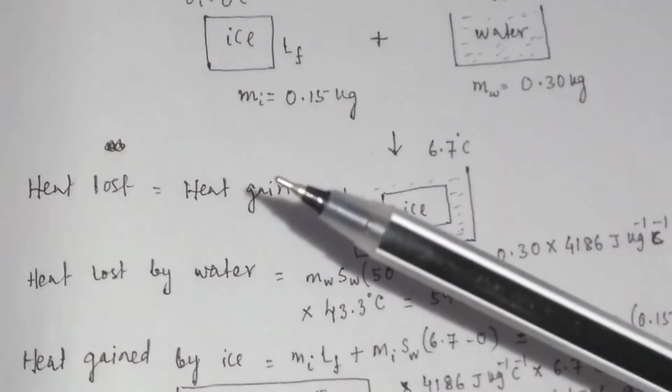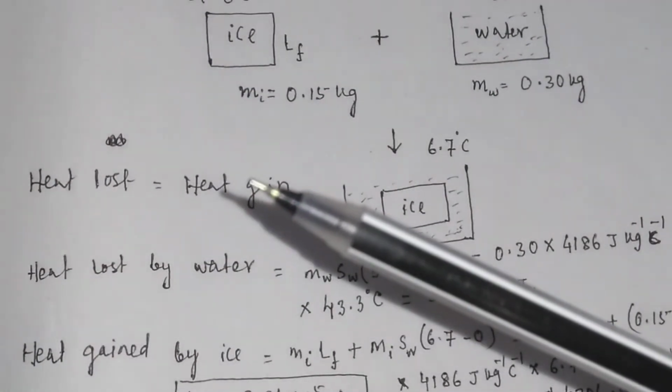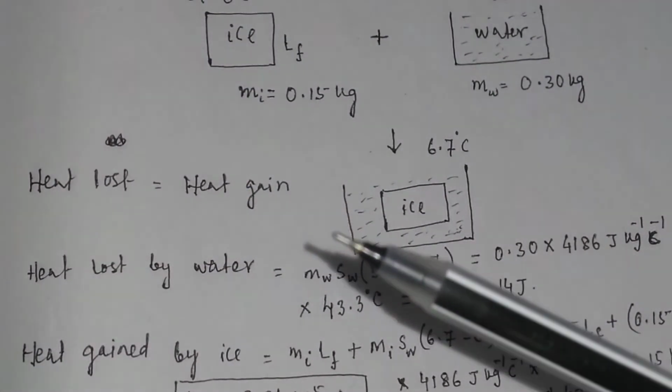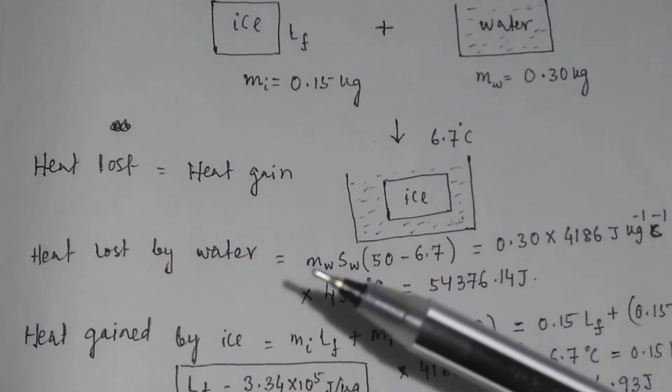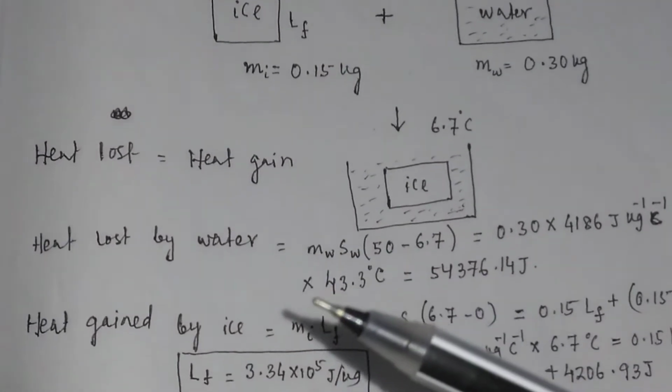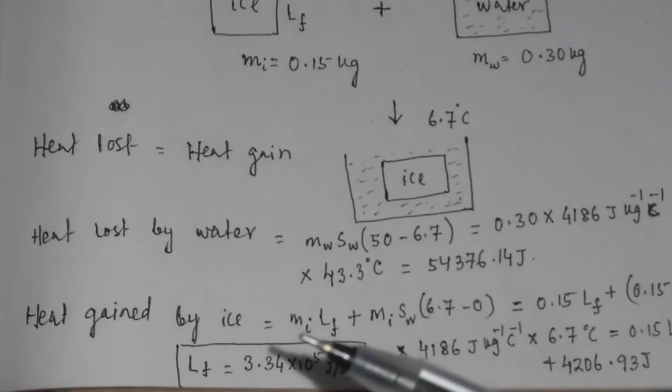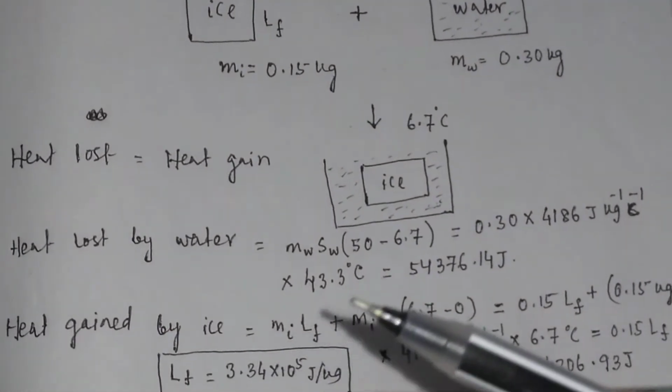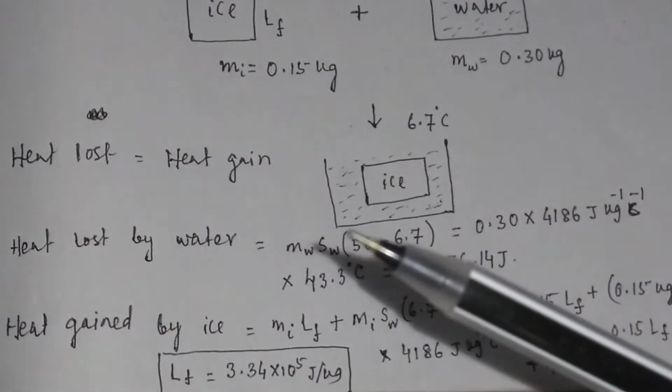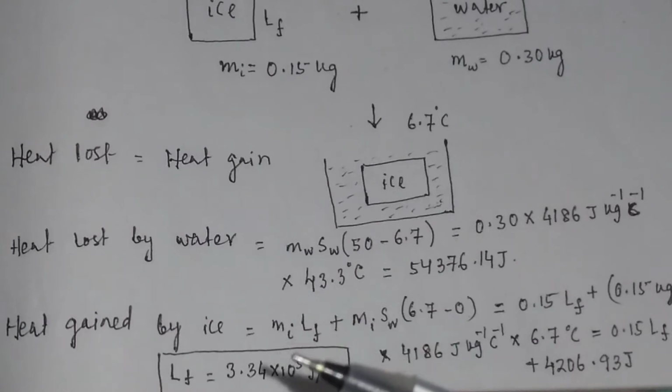So the formula used in calorimetry is heat loss is equal to heat gain. So you calculate the amount of heat lost by water and the amount of heat gained by the ice. Then from the equation heat lost equal to heat gain, you can calculate the latent heat of fusion.